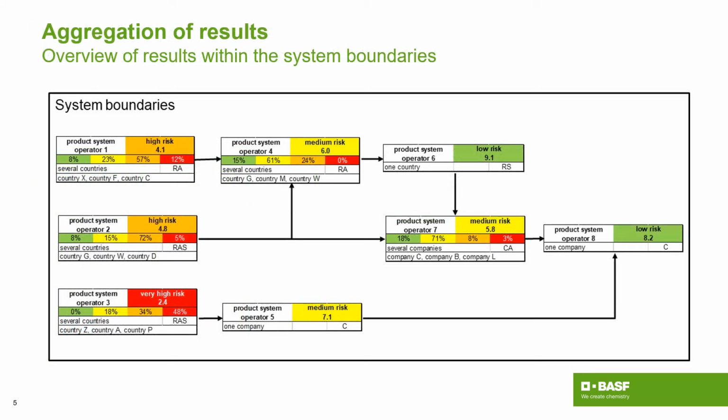This is an overview of the whole system boundary. You see it, you can do it for every step. You can show it with different countries, different companies. You can highlight the risk scores. You can see the spread of the risks, and you see where the most significant life cycle steps are which have a relatively high social risk, and you can focus on them.